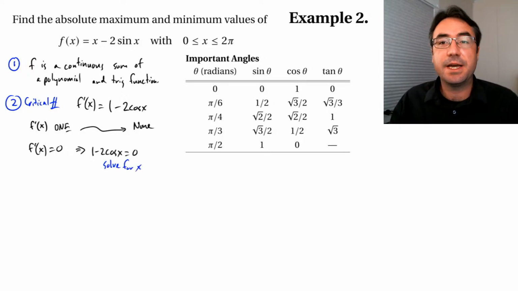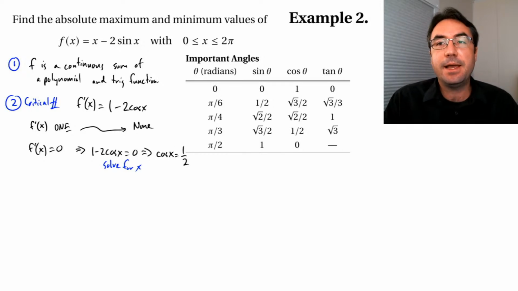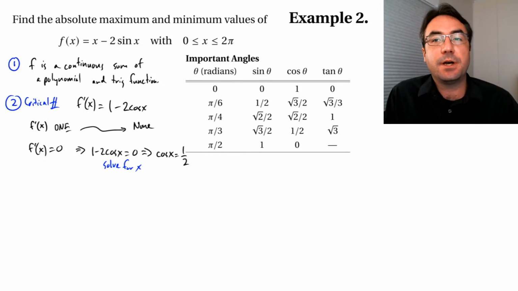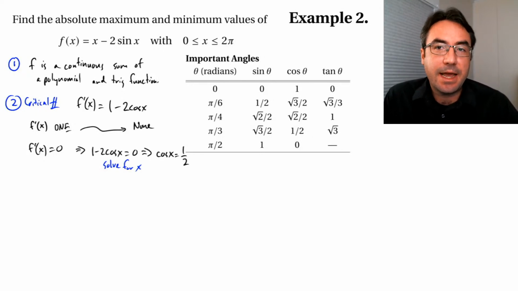So I want to get cosine x by itself. If I move all the terms, I get cosine x is equal to positive 1/2. And there are important angles of sine, cosine, and tangent that it might be a good idea to have memorized.